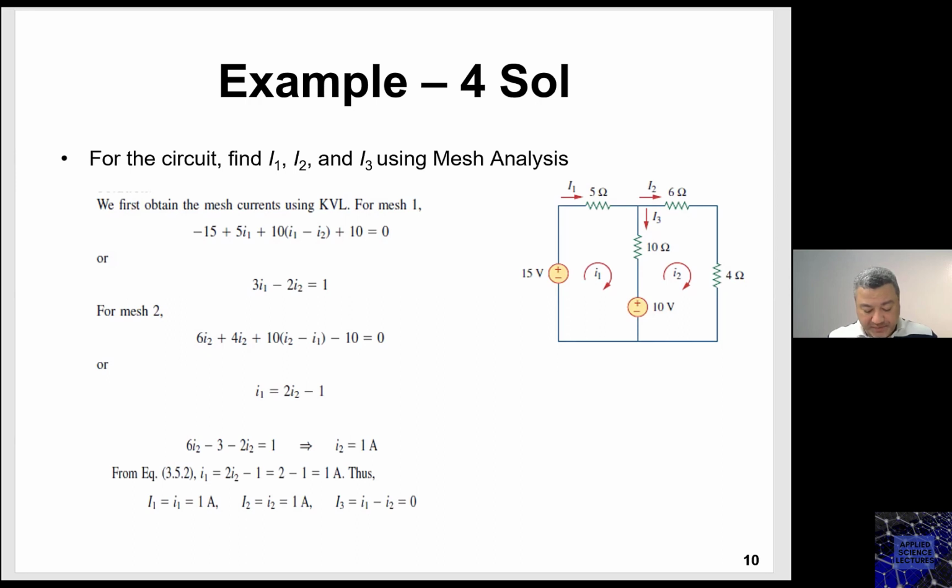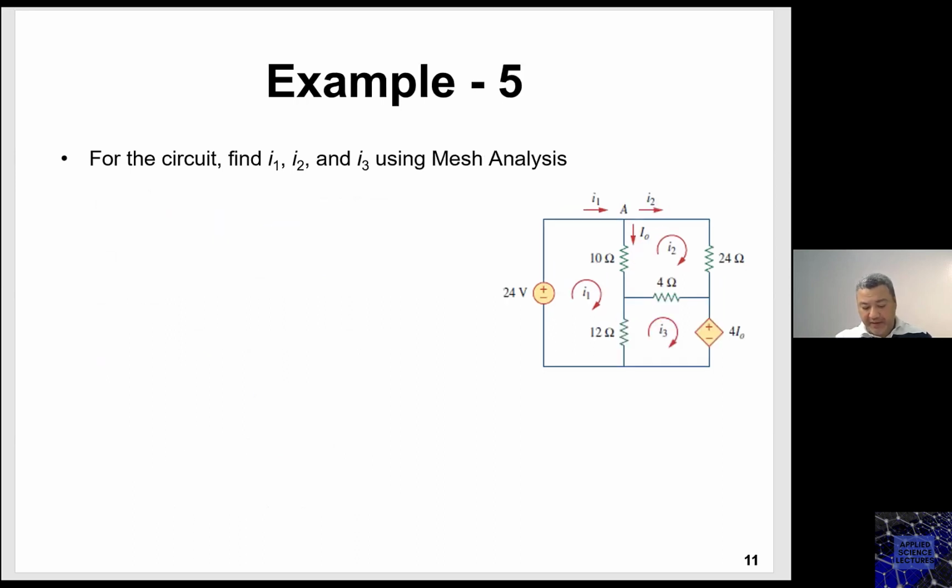Now let's look at this example here. This example has three mesh currents, as you can see, and we have a dependent voltage source. There is no difference at all between dependent and independent voltage sources when it comes to mesh analysis. So for the circuit, find I1, I2, and I3 using mesh analysis. The variables have been assigned already, and the directions of those mesh currents have been given. You need to write the mesh equations and solve them simultaneously.